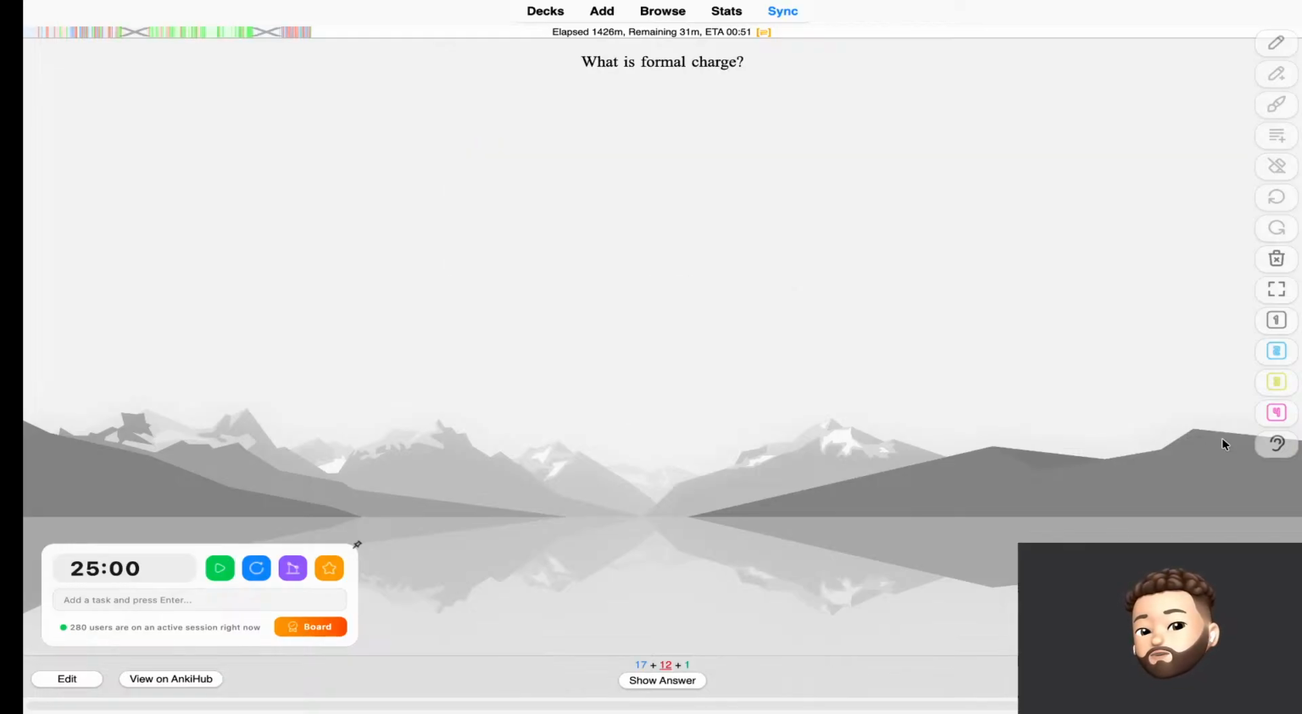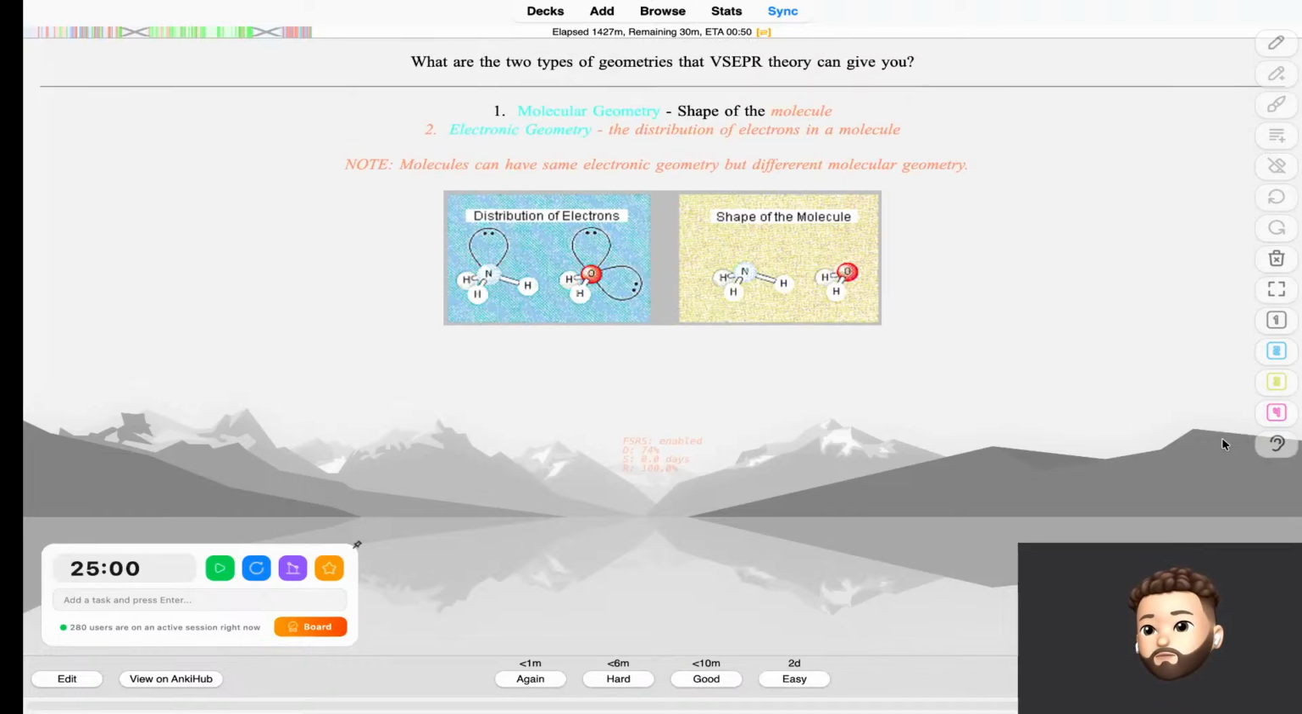So formal charge is going to be the number of valence electrons that it normally has, and then the amount that it has on that specific molecule. What is the two types of geometry? You could have electronic geometry, which is considered the distribution of electrons in a molecule, and molecular geometry, which is the shape of the molecule.